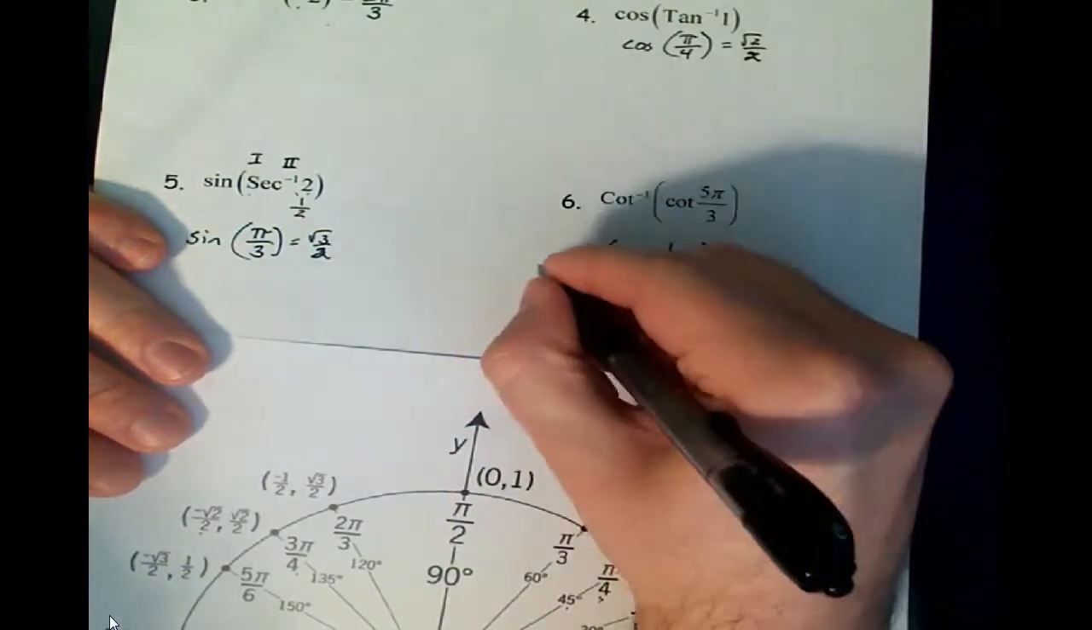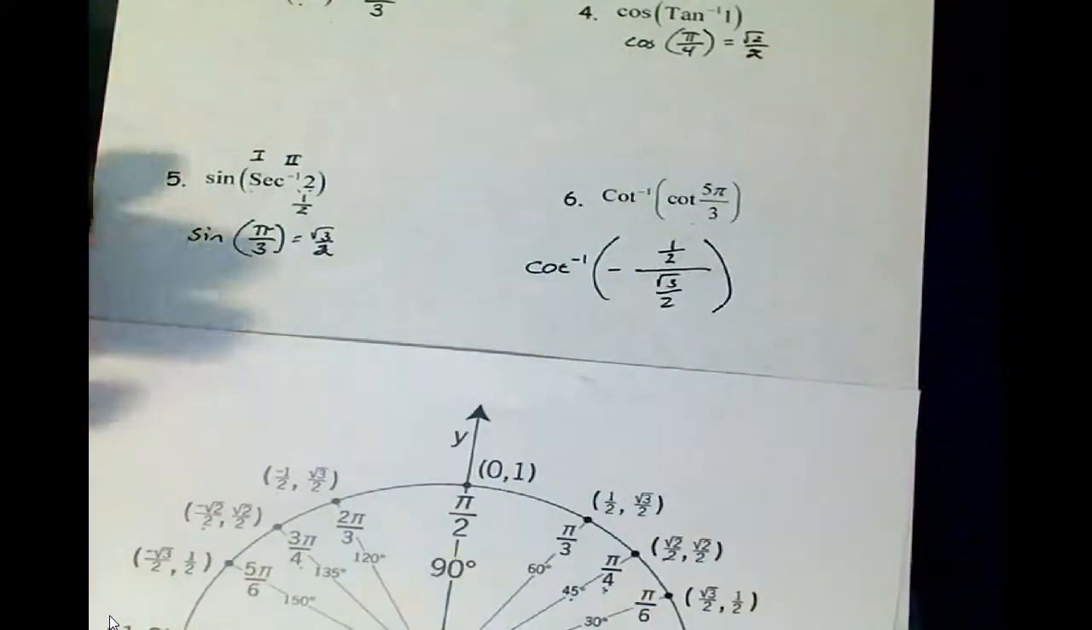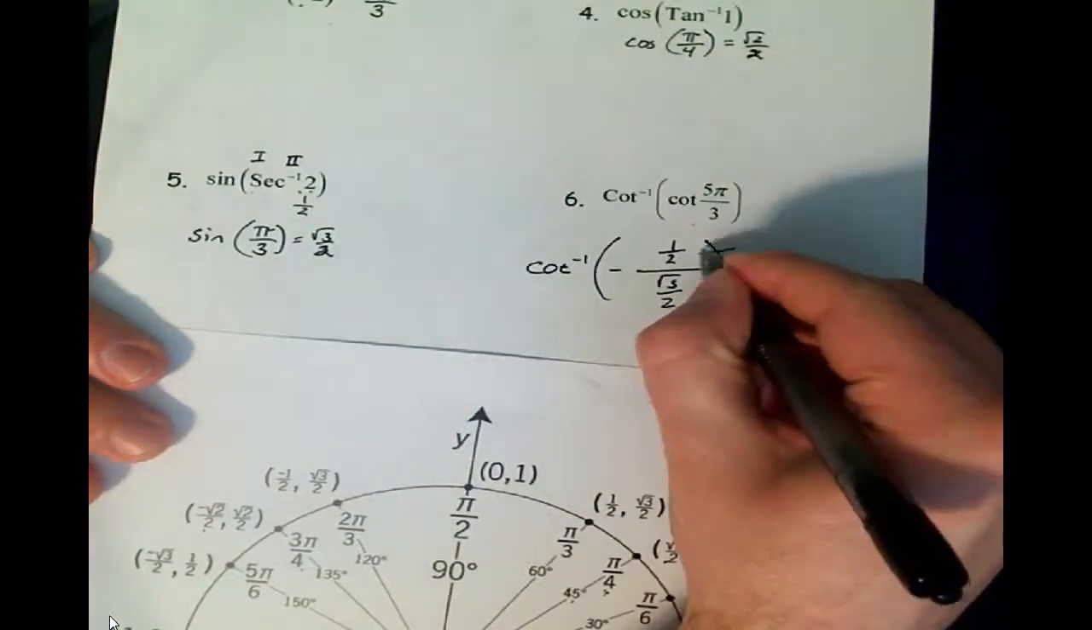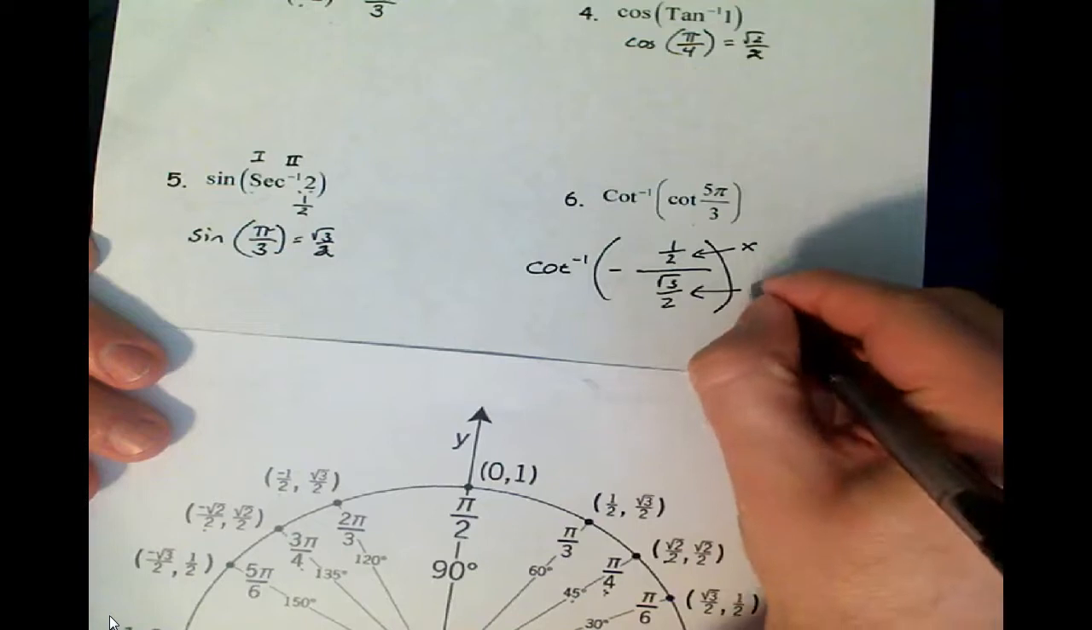Now notice what I'm not doing. I am not reducing this. I want it in its actual format so I know what is x and what is y whenever I'm finding these things. Okay? So by not reducing it, I know that 1/2 is x and square root of 3/2 is y.